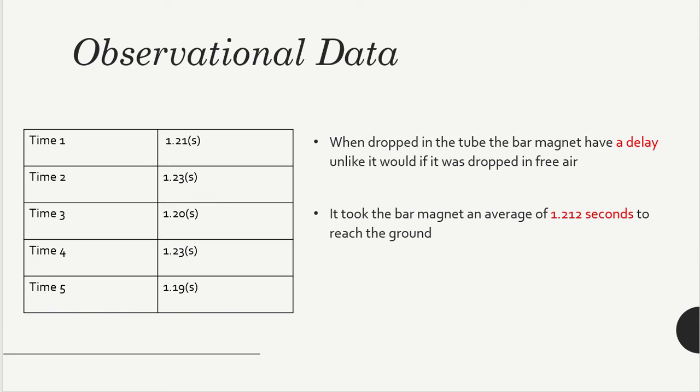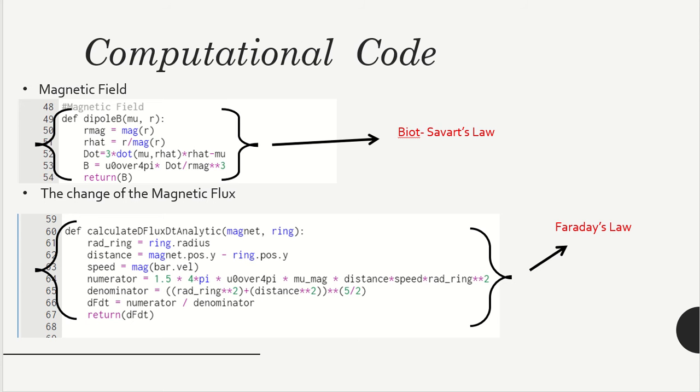An important observation is that when we drop the bar magnet in this tube, we had a delay, unlike what we would have if I dropped it in free air. So there's something happening in between when the bar magnet's in the tube. We know the bar magnet has a magnetic field, and that magnetic field is going through an area such as the tube. And when the magnetic field goes through an area, it creates a magnetic flux.